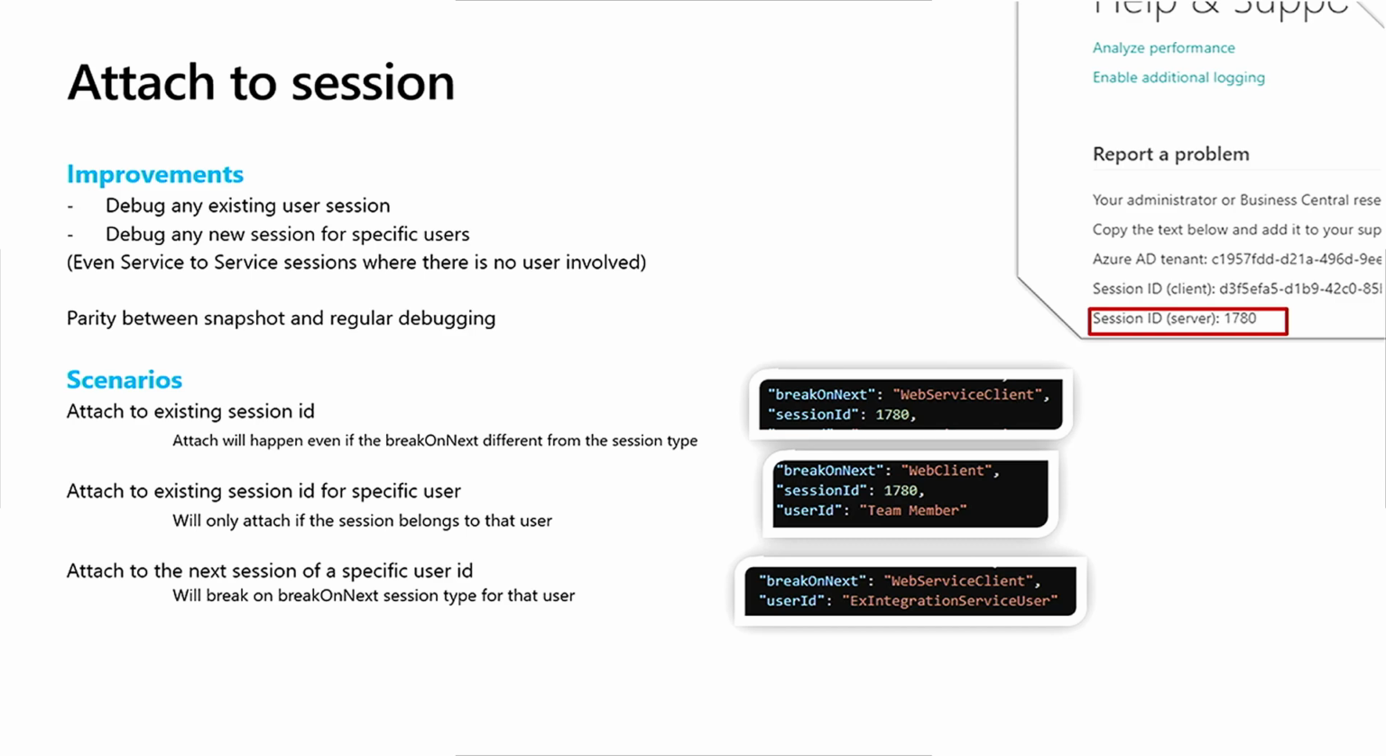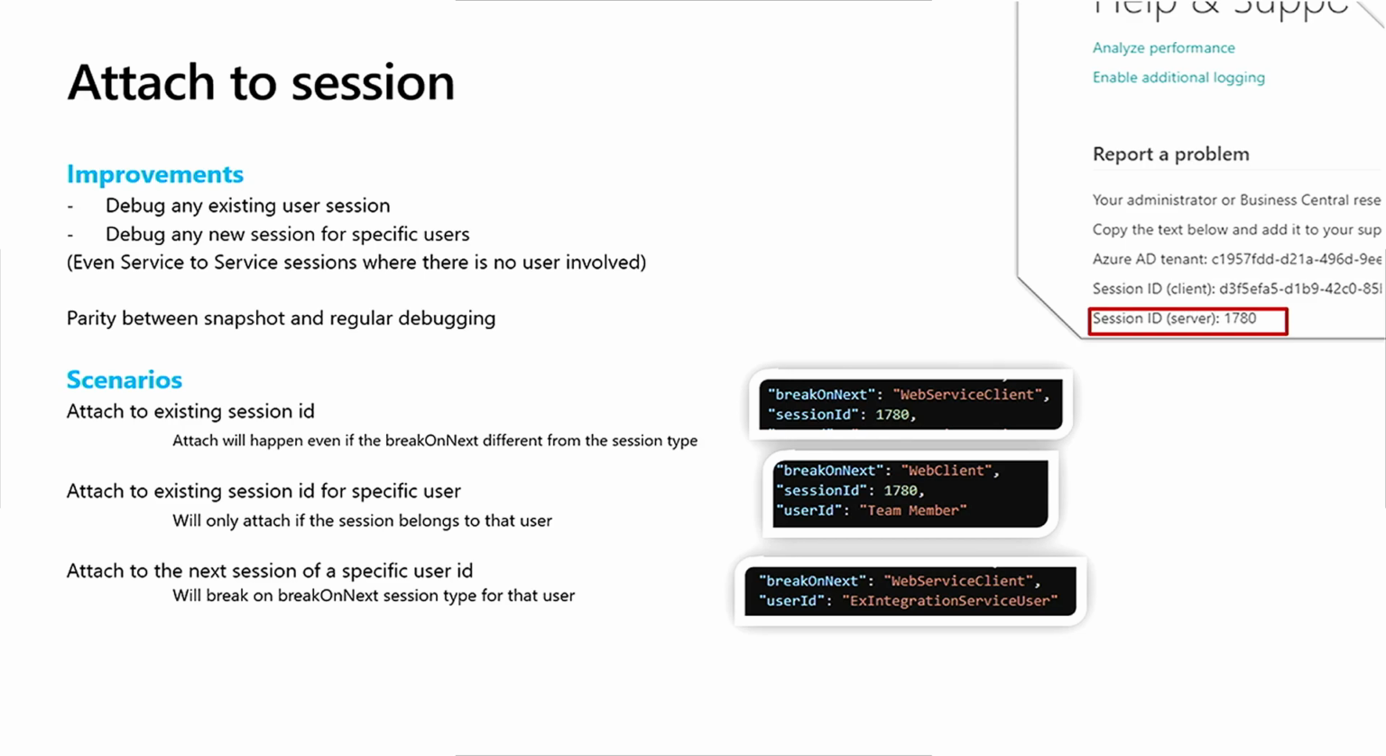So it's quite useful if you, for example, have a customer and the customer encounters an error, then you can log in, you can access their session, and you can debug that session, and troubleshoot that session and discover what's going on. You can also debug any next session, also for any user. This is also quite useful because it unblocks the scenario of service-to-service calls where there's no user involved. So now you can actually do this with regular debugging.